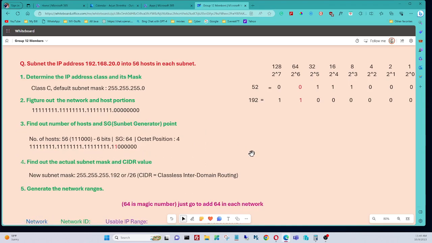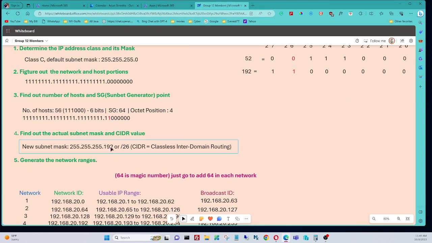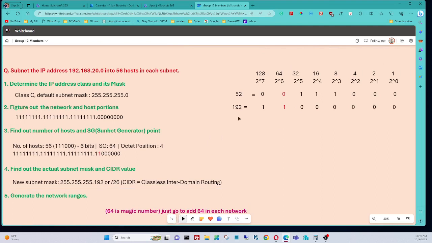So that's why what I did here, I put 192, right? How does this one come here? Okay, let's see. This 192, because how many bits do we need here? 6 bits, right? 1, 2, 3, 4, 5, 6. These 6 bits we need for the 56 hosts, right? But this 128 and 64 we never use here. We just put these here because we don't have 56 here. We put this number only for the subnet generator, not for using as bits. But the bits are always 6.